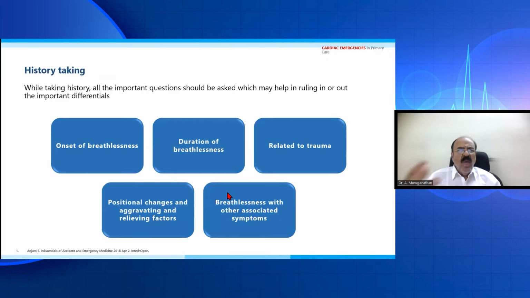Okay, what is the importance of history in this? Onset of breathlessness, duration of breathlessness. Is it related to trauma? Does it change with the position? What are the aggravating and relieving factors? Breathlessness with other symptoms.